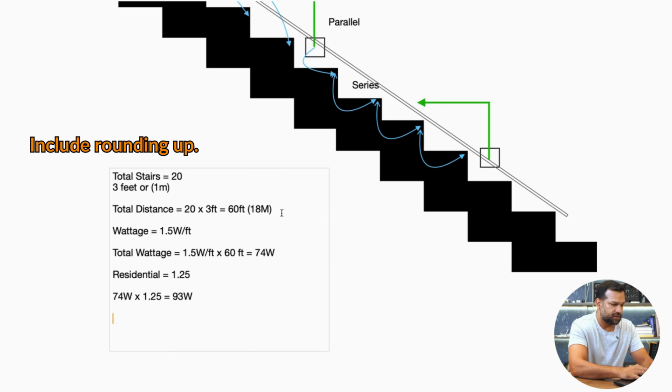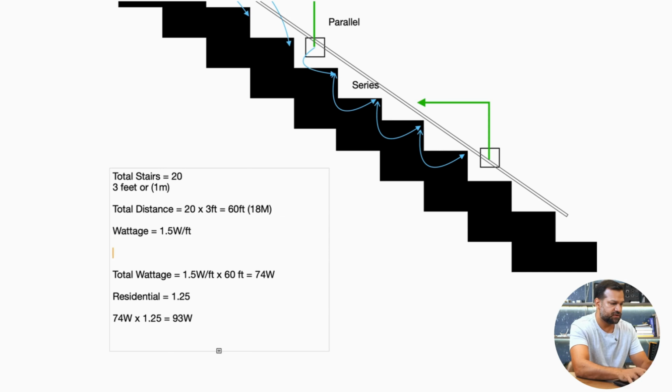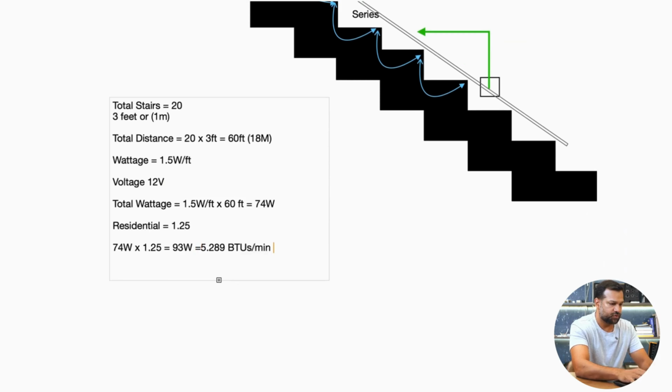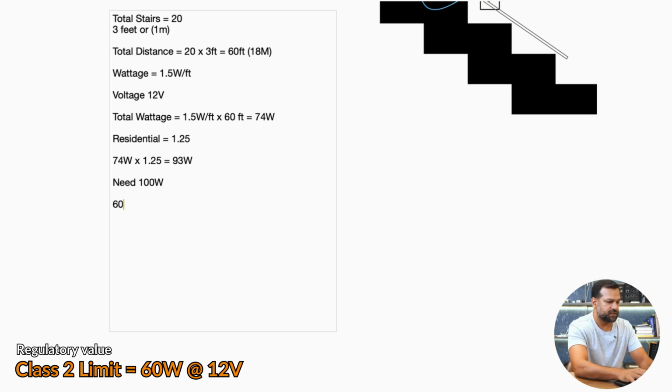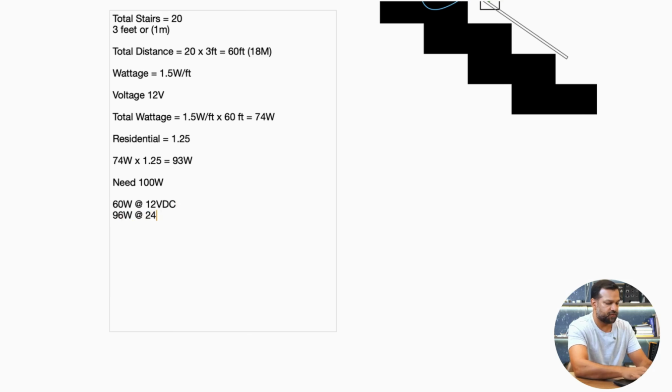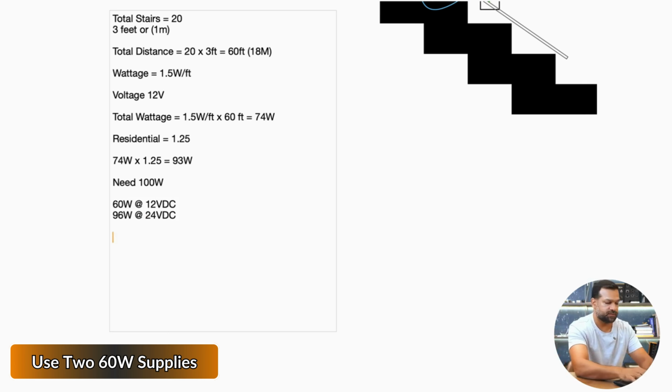And the key thing is we forgot about the voltage. So let's just say the voltage in this job was 12 volts. And we're going to round this up to roughly, we need 100 watts. Now we know that if using a class 2 power supply, we can't go beyond 60 watts at 12 volts DC or 96 watts at 24 volts DC. So we're going to have to use two 60-watt power supplies.